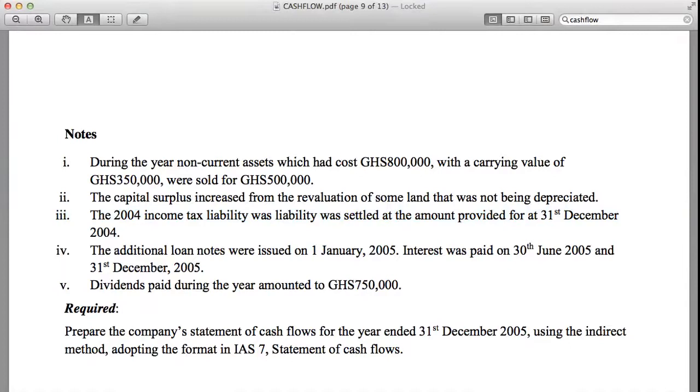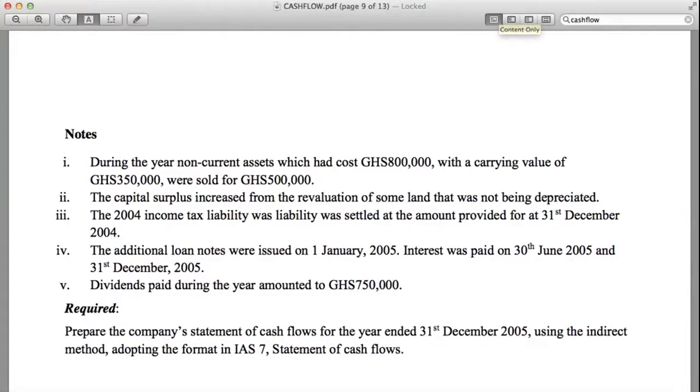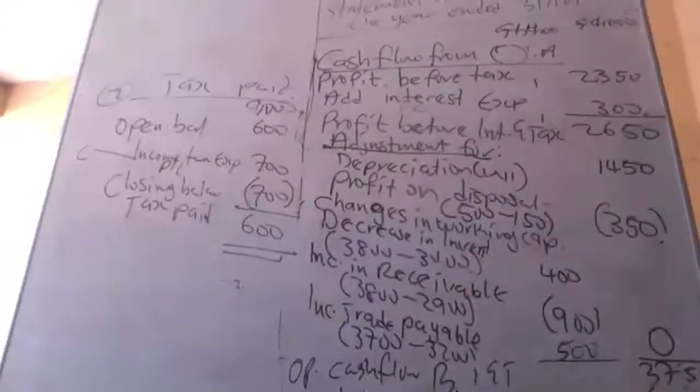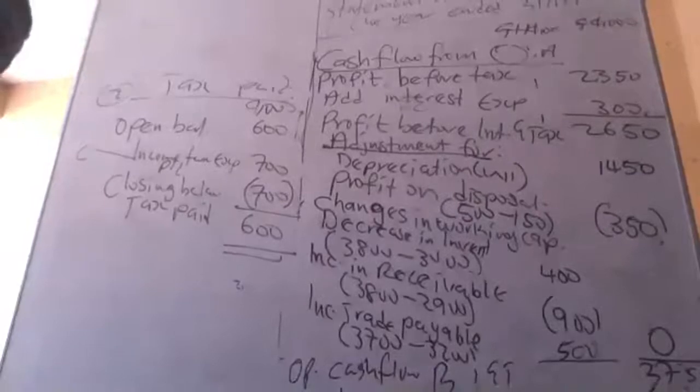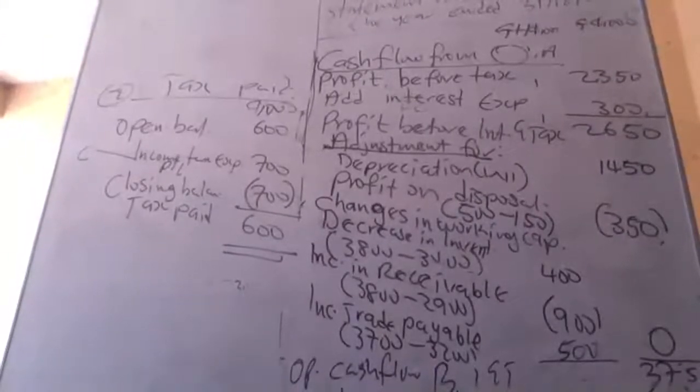So now the full version will be: the 2004 income tax liability was settled at the amount provided for in the books. So it means that 600 has been settled. In fact, whether that note is there or not, it won't change the situation or the solution. So that note is not very important.